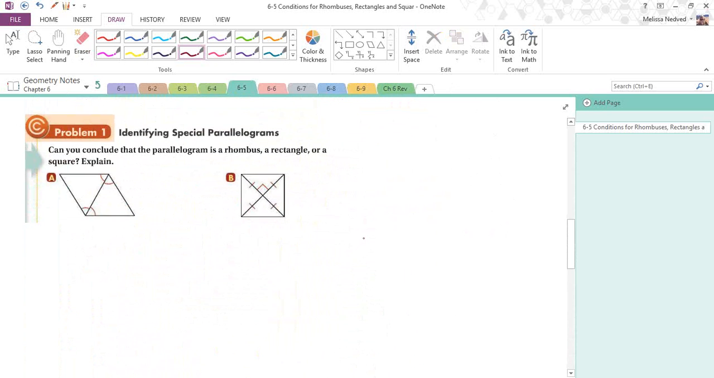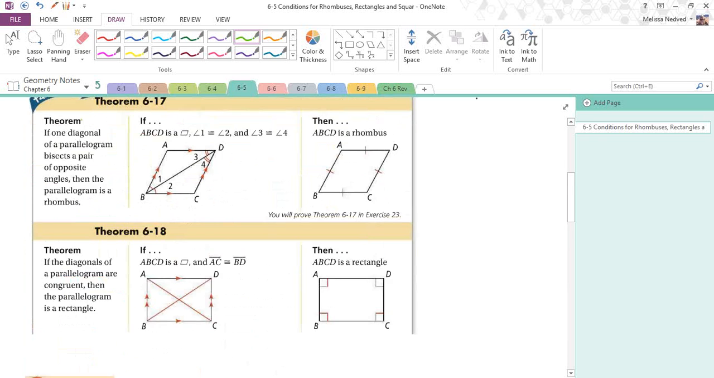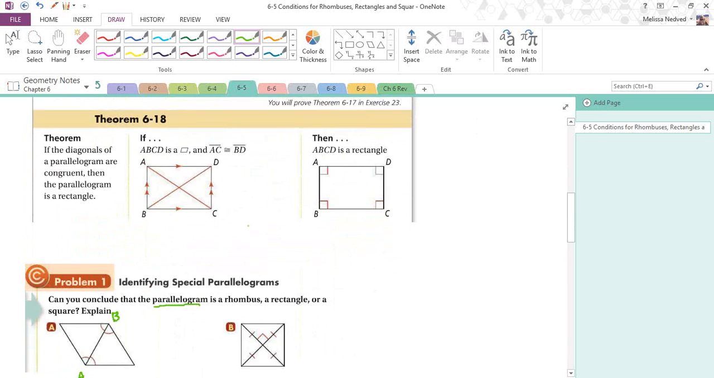All right, so our next examples, we're just going to look at identifying these. We want to know, can we conclude that the parallelogram is a rhombus, rectangle, or a square? And always explain how you know. So let's look at part A. Again, we're told it's a parallelogram, so we know that properties of parallelograms are true. And they've got this diagonal drawn in, and I'm just going to go ahead and label this A and B. Notice AB is a diagonal, and it cuts angle A into 2 congruent angles, and it cuts angle B into 2 congruent angles. So we've satisfied this property right here, theorem 6-17.